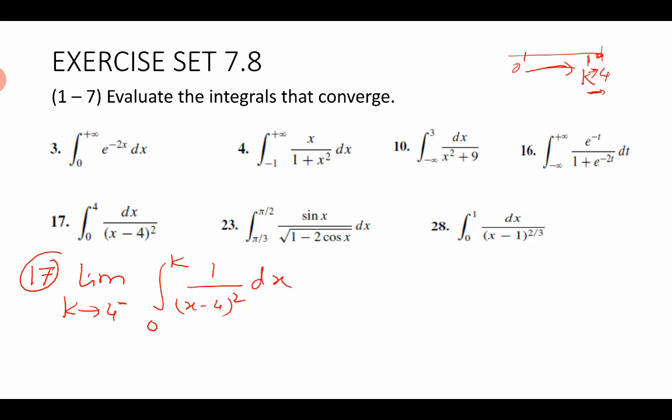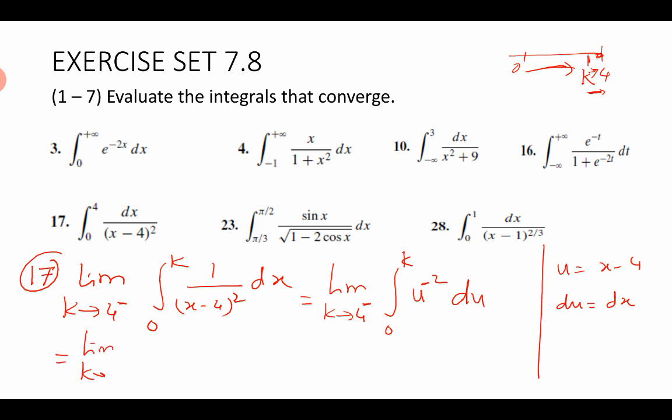Now again the substitution method should be used. U, what is your choice? U is x minus 4, therefore du is dx. So this integration becomes limit k approaches 4 from the left side, integral 0 to k of u to the power negative 2, this is u square in the denominator. So in the power, u to the negative 2 du, and dx will be du. So that is it. Just integrate it.